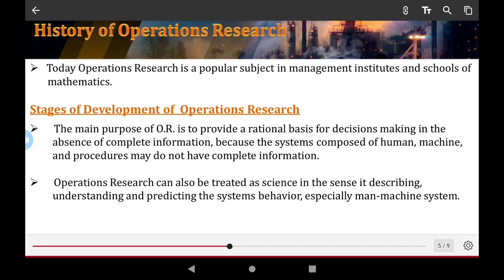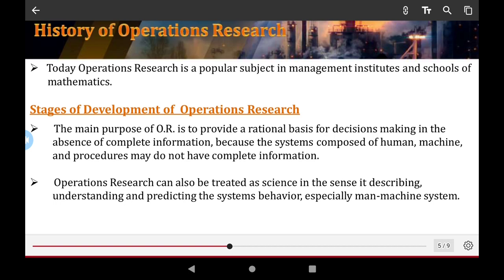Okay, operation research is very important because it provides a rational basis for decision making, and it provides very helpful support for humans and machines. It gives complete information because the system is composed of humans. To compose any system, operation research helps humans with machines and procedures. Operation research may not have the complete information.